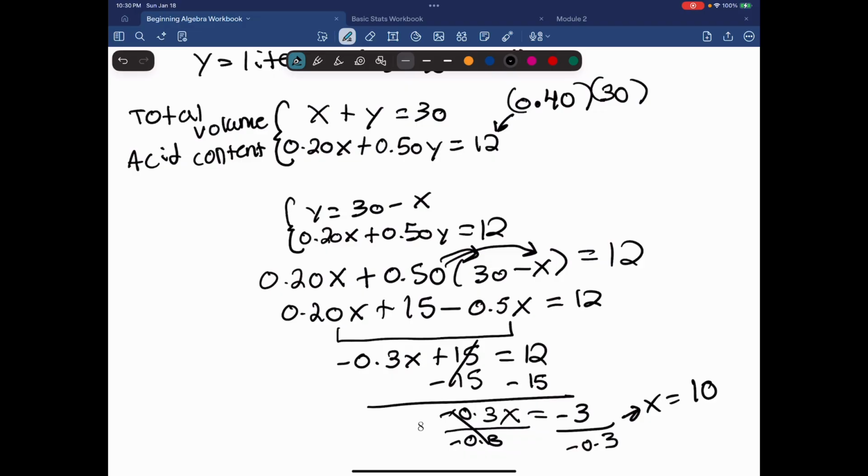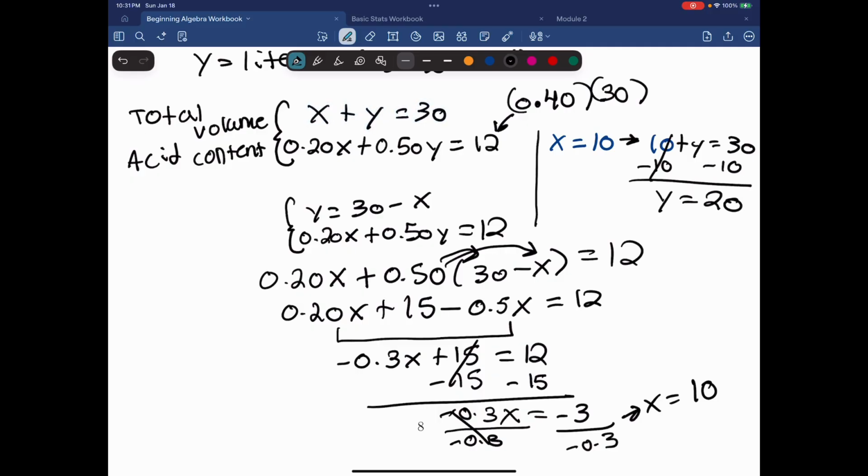So now that I have solved for x, I'm going to substitute the value of 10 back into this top equation. When we substitute in x equals 10, we get 10 plus y equals 30. And now to solve for y, subtract 10 on both sides. So we get y equals 20.